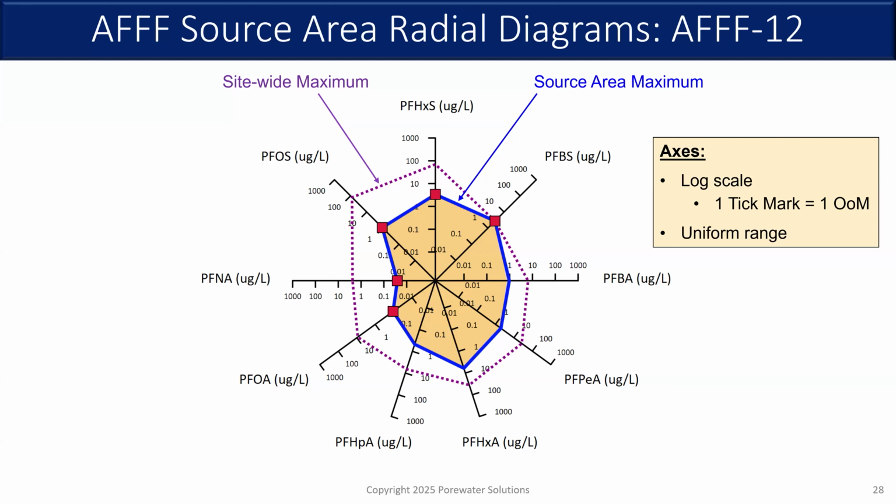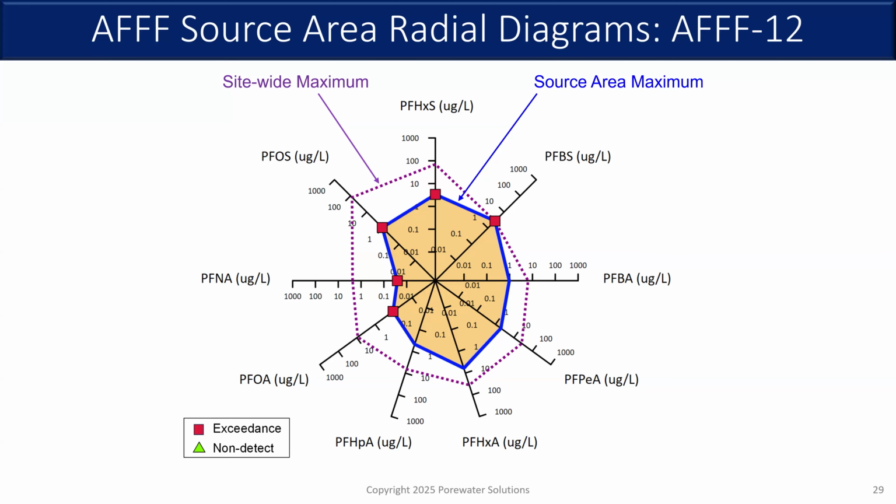So just visually, I don't even need to look at the numbers. I can see with the 2 tick marks, there's a 2 order of magnitude difference between the site maximum and the maximum at this actual source area. So a lot of what I do with radial diagrams is I'm counting the tick marks to count orders of magnitude changes between chemicals at one location or along a flow path. You can actually see how things are declining in terms of orders of magnitude.